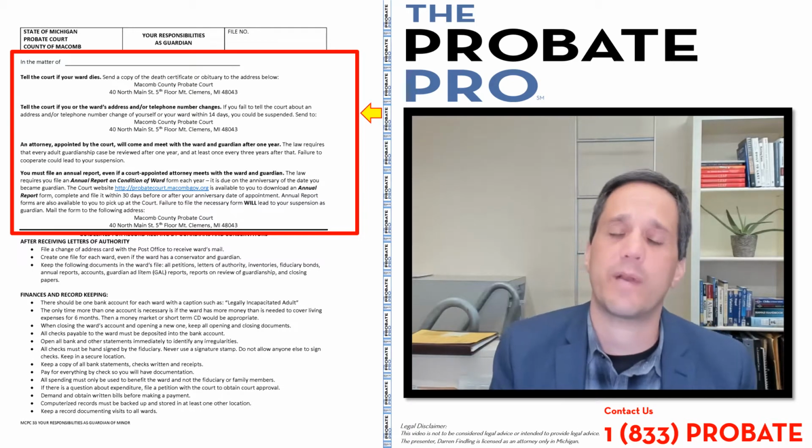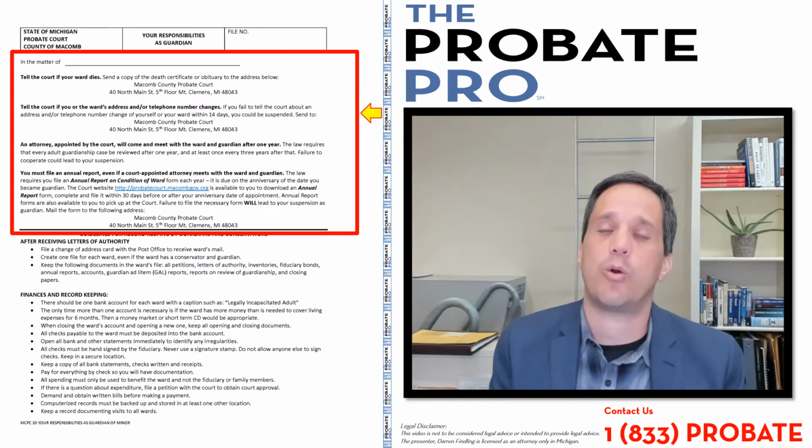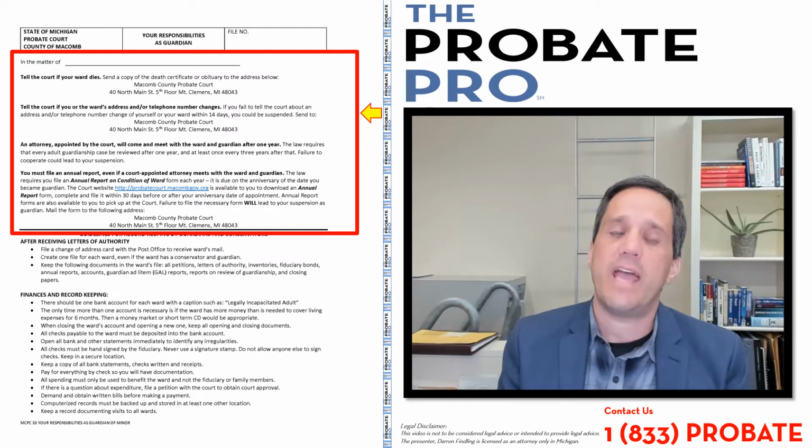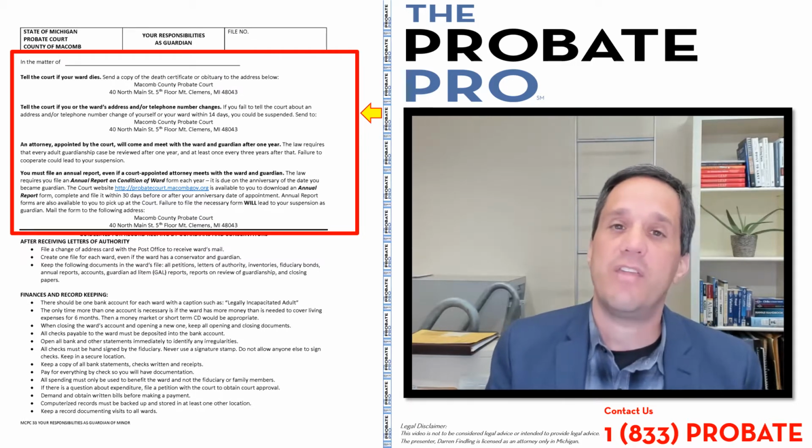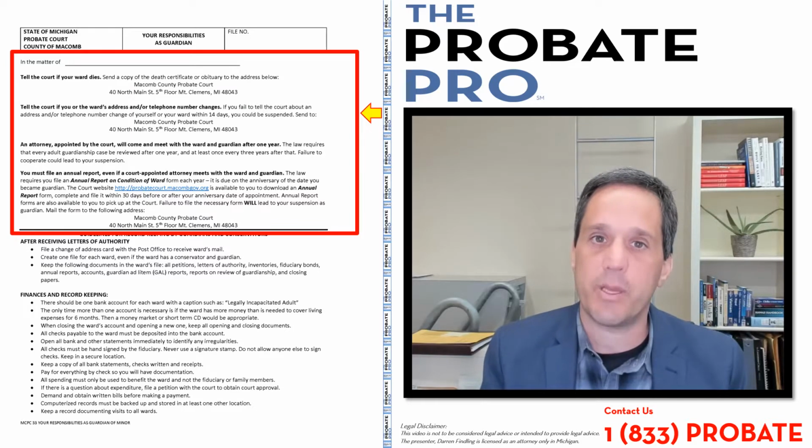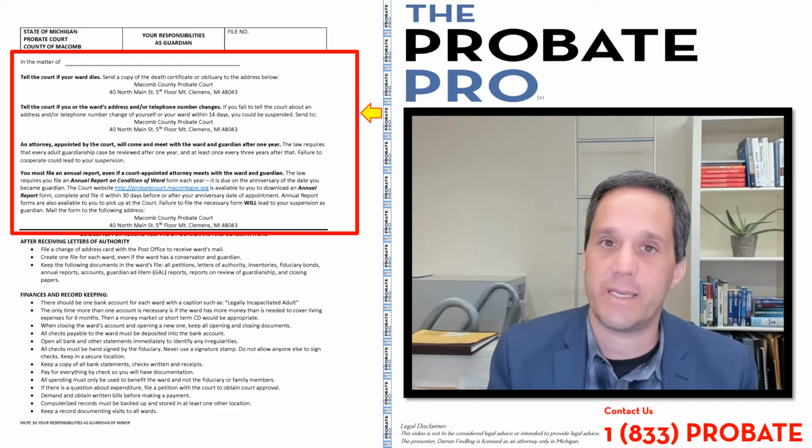The top left corner would identify the county, and the top right corner the case number. As you can see where it says in the matter of, this is the name of the person that is under guardianship. So that's where that information would be contained.